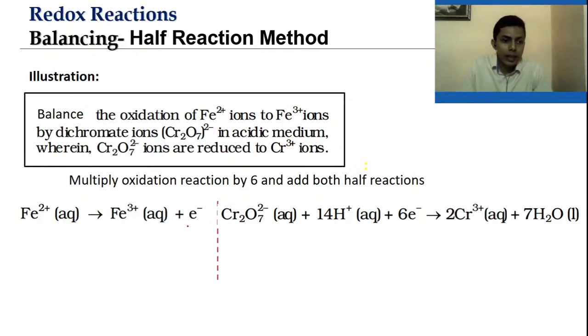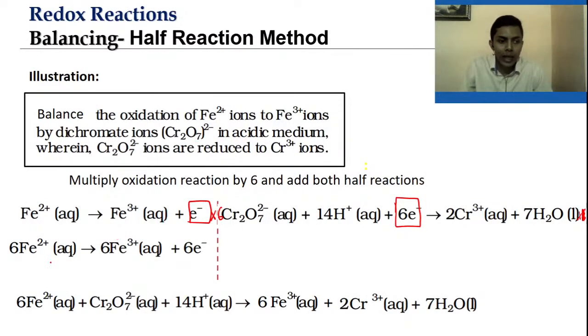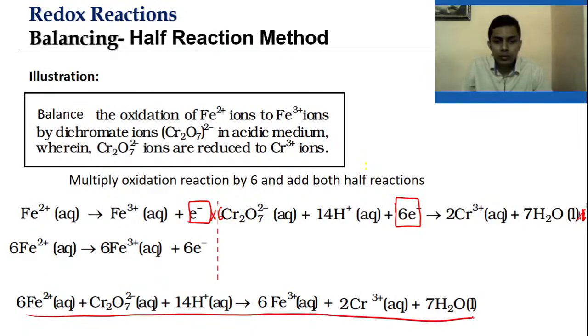So once all this is balanced, what needs to be done? We should make sure that the number of electrons here is equal to the number of electrons here. To make that, I'll multiply by a suitable factor, which is 6. Sorry, here it will be 1, because here I need not multiply with anything. Here it will be 6. When I multiply it by 6, it will be 6Fe2+, 6Fe3+ and 6 electrons. Now it is fully ready for addition. If I add both of them, I'll get this expression. Got it? Hope it's clear.